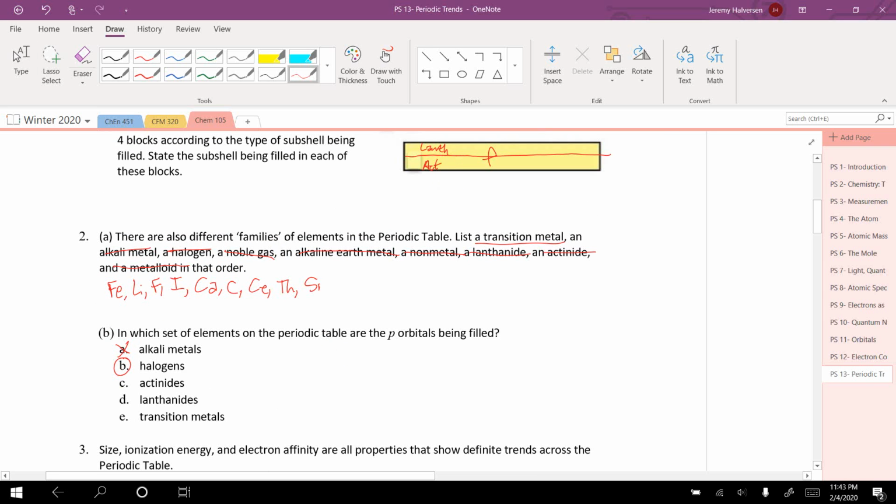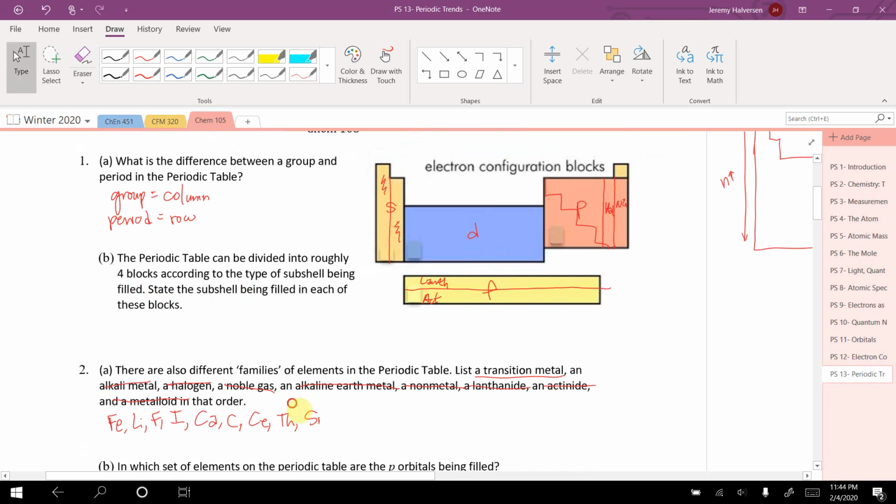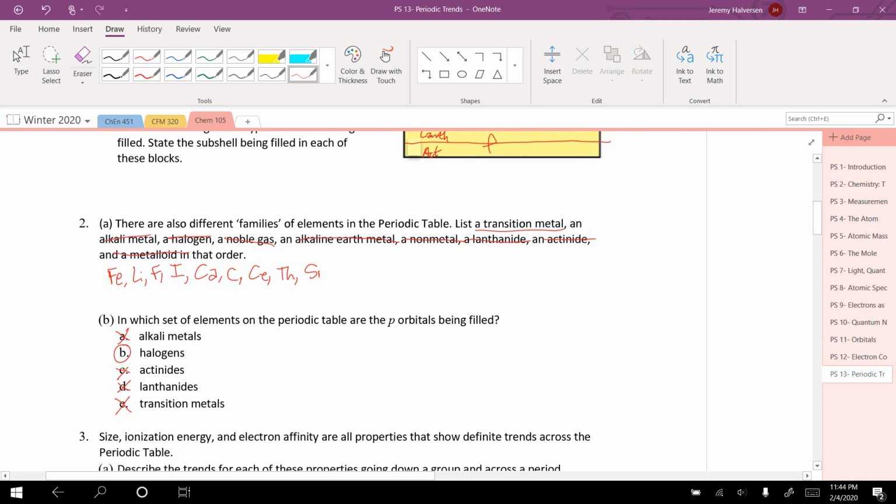Actinides and lanthanides are down there. And transition metals are characteristically in the D block. So just halogens.